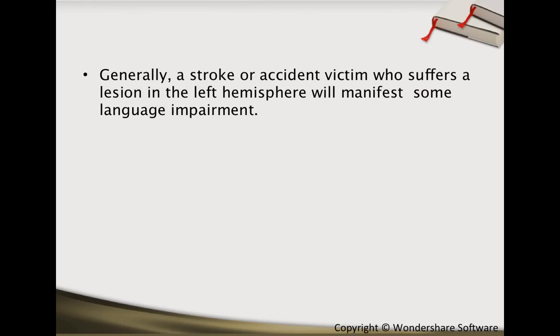Okay, generally, to stress this, as we have seen this lateralization of the right and left hemispheres, the focus is that the left hemisphere has the function of language. This psychologist claims so: a stroke or accident victim who suffers a lesion, that is an abnormal injury, in the left hemisphere will manifest some language impairment. This is the evidence they give.